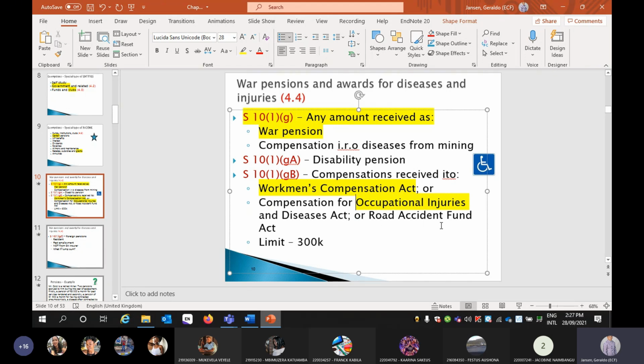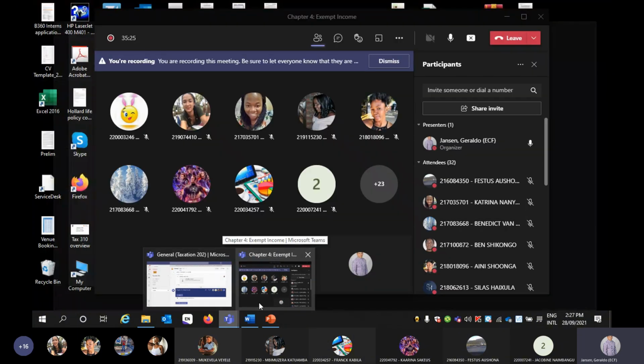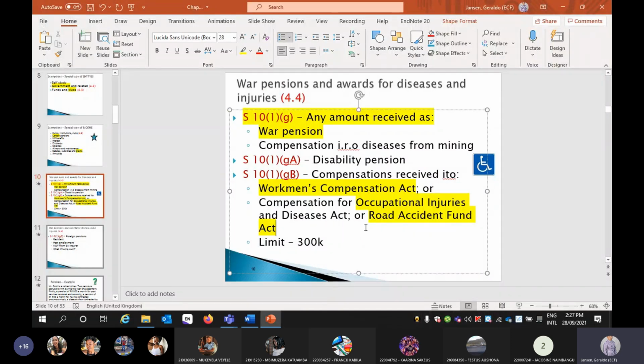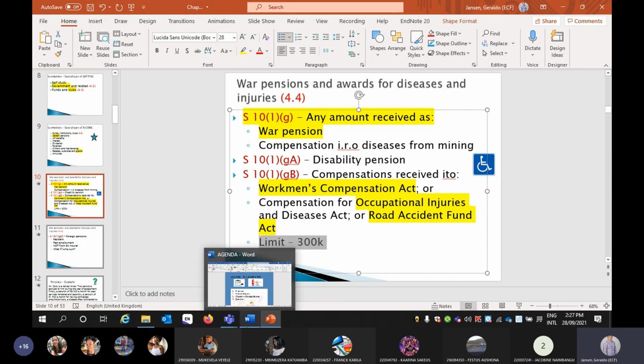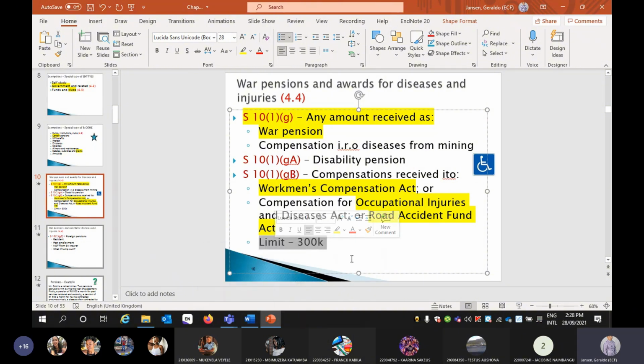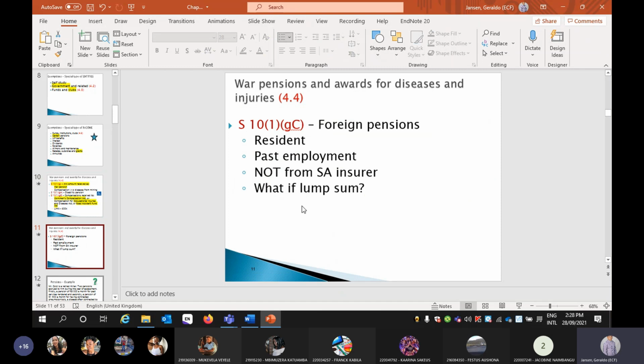And then the Road Accident Fund Act, guys. Remember that some people, I'm sure you guys know, some people that have been in an accident on the road, and then MVA pay them out. That money that they get from MVA is also exempted. However, guys, there is a limit of 300,000 in South Africa. In Namibia, there is no limit. So even 1 million that you get, it will be tax-free. In South Africa, there's a limit of 300,000 rand, so 300K.